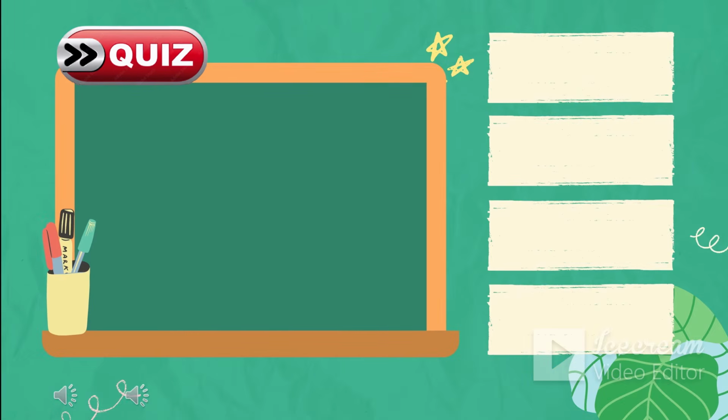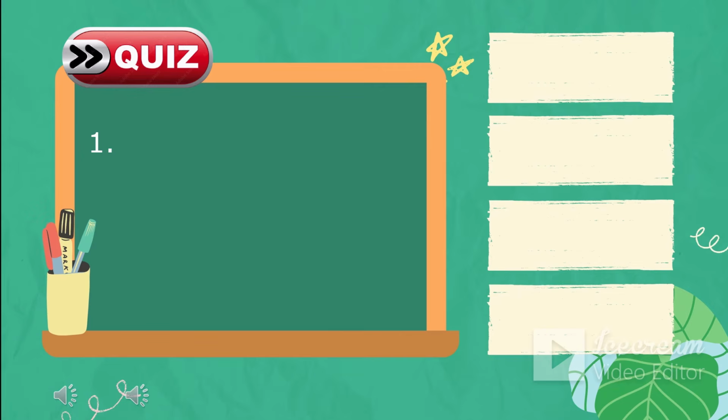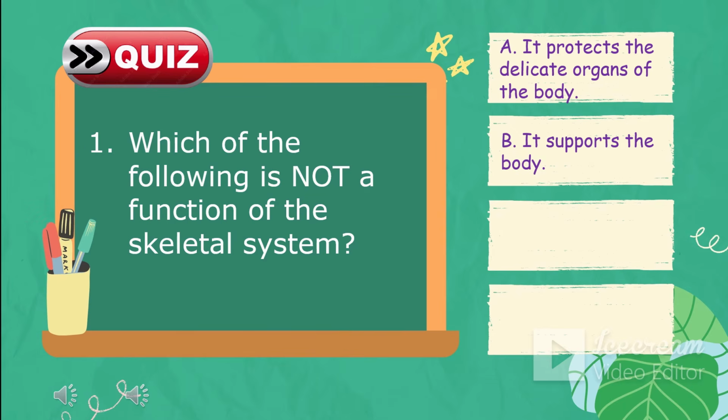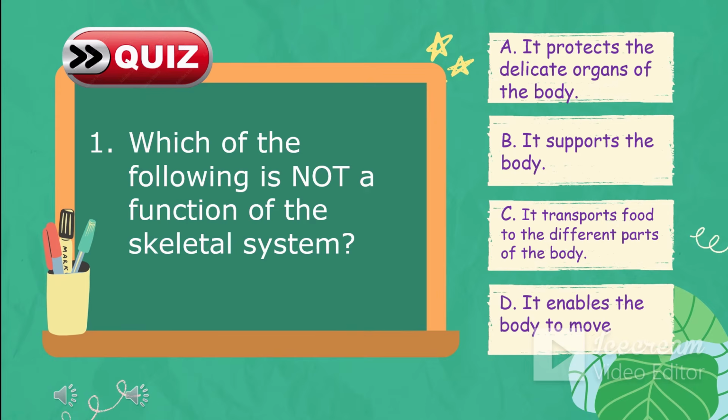Let's have a quiz. Are you ready? Number 1. Which of the following is not a function of the skeletal system? A. It protects the delicate organs of the body. B. It supports the body. C. It transports food to the different parts of the body. D. It enables the body to move. The correct answer is letter C. It transports food to the different parts of the body.